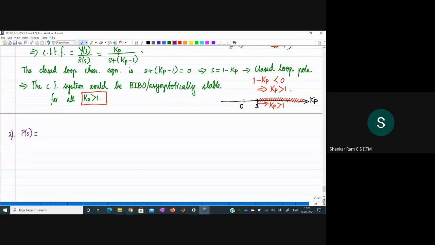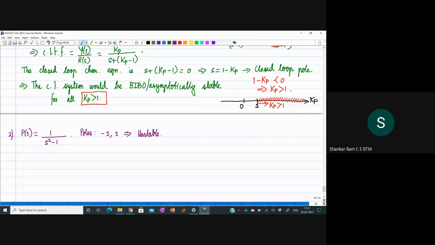So now let's consider another example, wherein we consider the plant transfer function to be 1 by s squared minus 1. Here, what are the poles of the system? Minus 1 and plus 1. Okay, very good. So is the system unstable or stable? Unstable, right? Because one pole is in the right of the complex plane. So this is once again unstable.